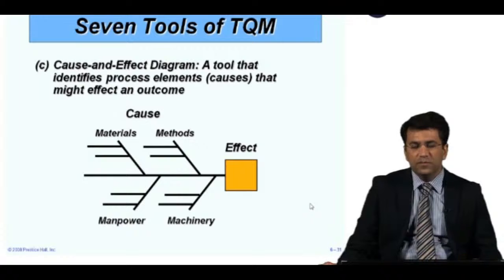Next important tool related to TQM is the cause and effect diagram. Again, this is a very important diagram. It is also sometimes referred to as the Ishikawa diagram, or the fishbone diagram. Now, what is this diagram about? It identifies the process elements, that is the causes, that might affect an outcome. In this diagram, there is always an effect, usually referred to as the outcome of some activity, and there are always causes, which are the reasons for creating that particular effect. So this diagram helps us to take a very important decision and to find out the causes which are contributing towards a particular effect.